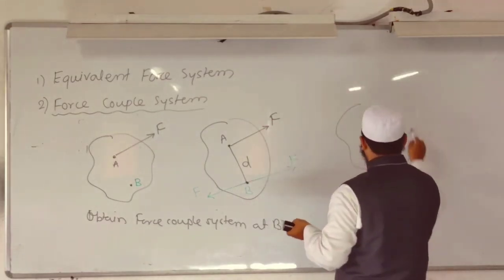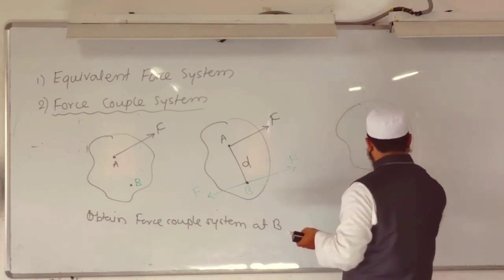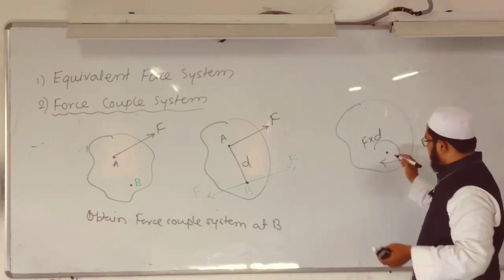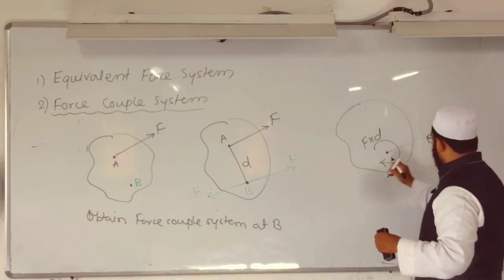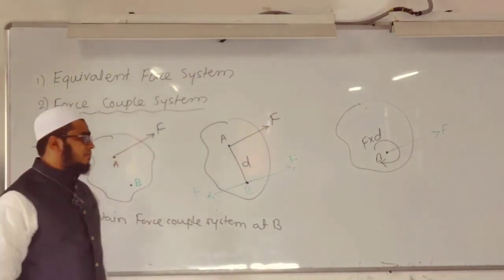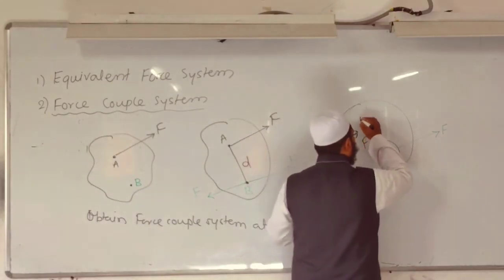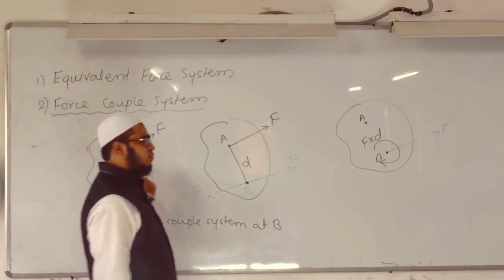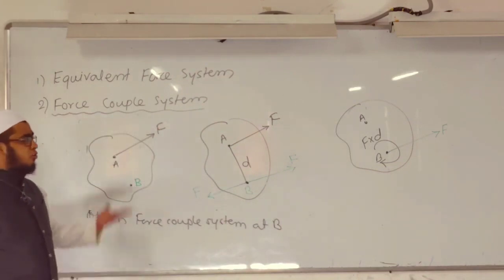These two forces are forming a couple. I will write here: couple of magnitude F into d, and the other force F will be as it is at point B. There is no change in the force system. Initially force F is acting at point A; we have transferred that force from A along with the couple to point B. Very easy. Now how to obtain it?